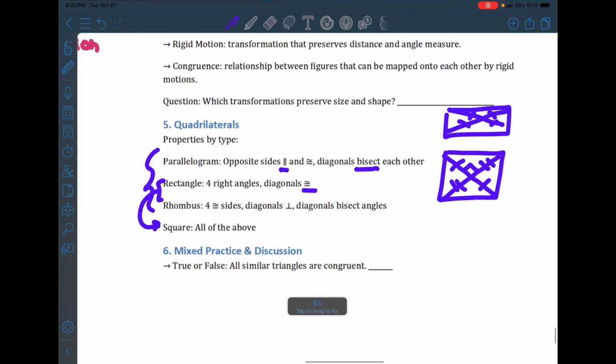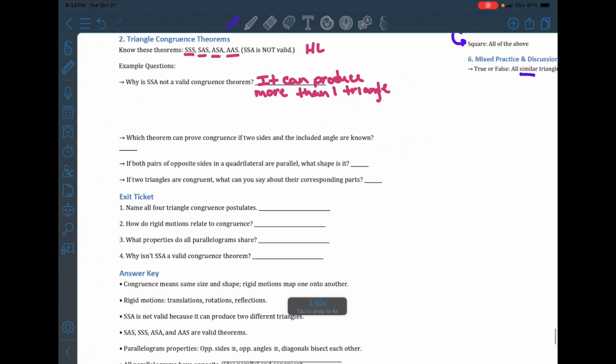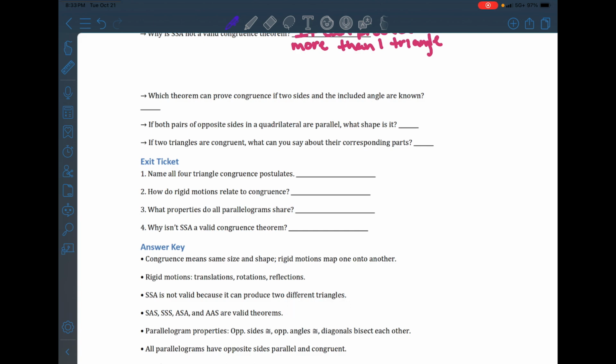All similar triangles are congruent, true or false? Similar does not mean congruent. Similar is actually something we'll be doing in Unit 3, and it just means they're proportional. So, no. Similar triangles does not mean that they are congruent. Which theorem can prove congruence of 2 sides and the included angle? We already did this one. It's just repeating itself: side angle side.